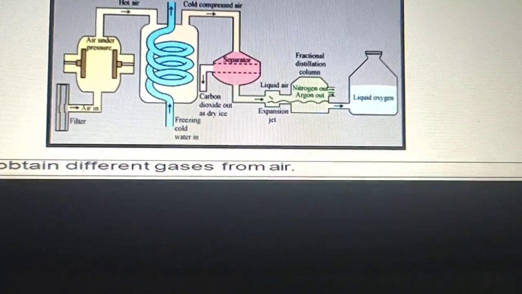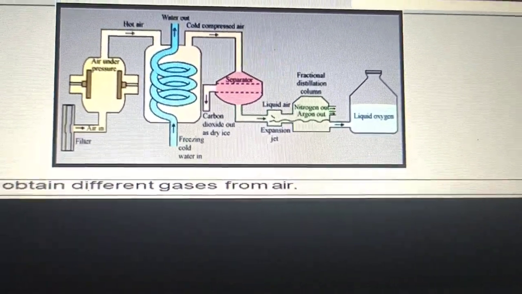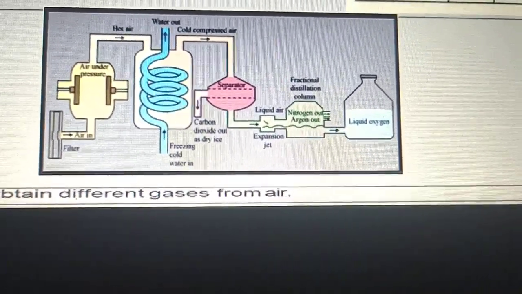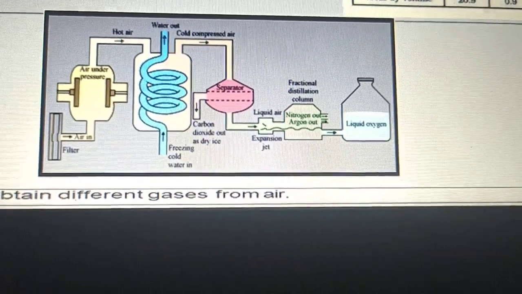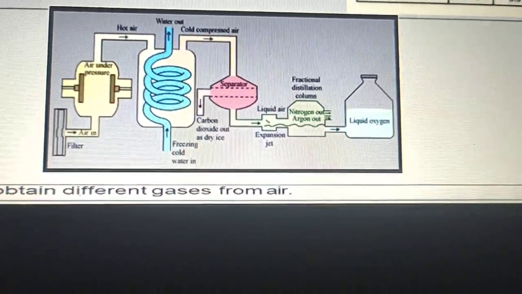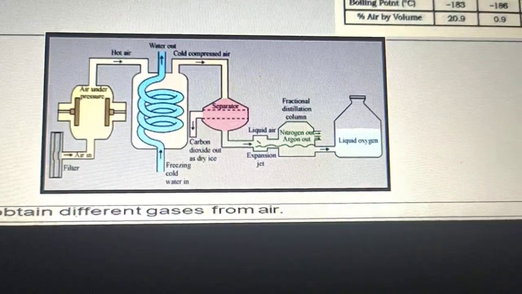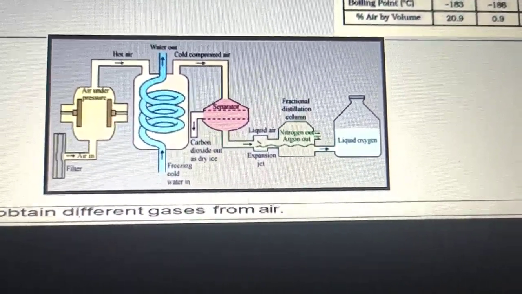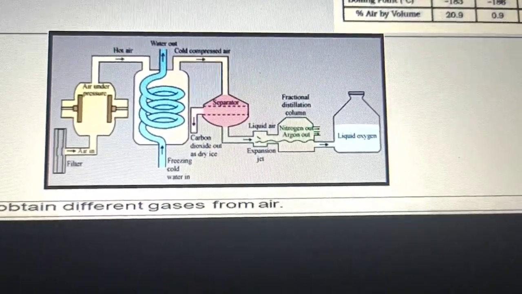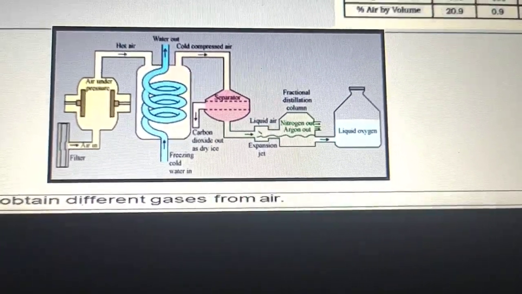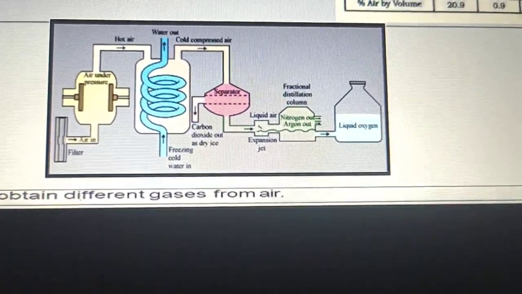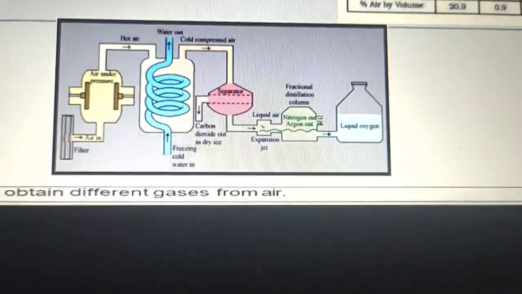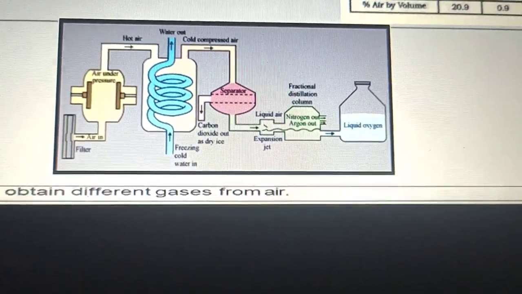Filter is there, so in this filter air is entered. When air entered, air under pressure, so there is a compressing compartment where air under pressure is compressed and it becomes hot. So in this pipe the hot air goes, and here it is a water out and freezing cold water in. So there is a compartment, this is acting as a condensing compartment, condenser, where the hot air becomes cool in nature. Then the separator is there.